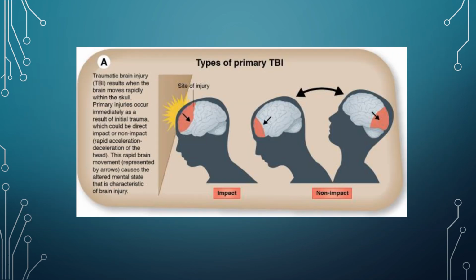Here's an image of that coup, contrecoup type of injury. The impact site is at the front of the head, and as the head jolts back, you actually see damage at the back of the head there as well.